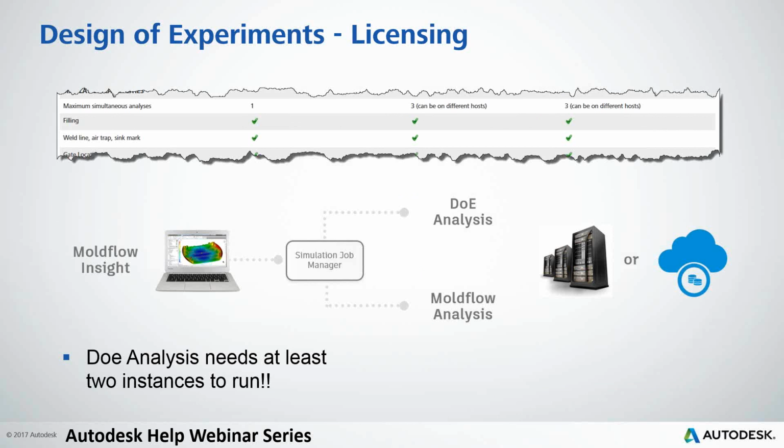Therefore, it's necessary to have at least 2 free instances of calculation in order to be able to run a DOE. The more licenses we have, the faster the DOE will be, because this bunch of runs, which could easily go up to 20 or 30 runs, will be simulated in the remaining instances that we have in our licensing.